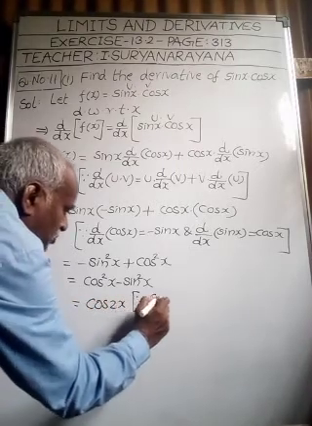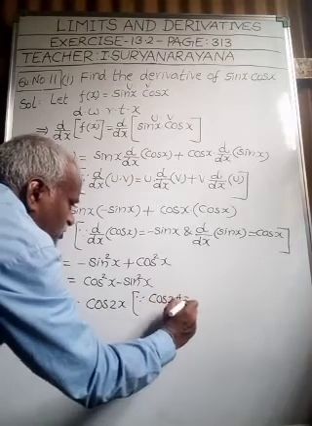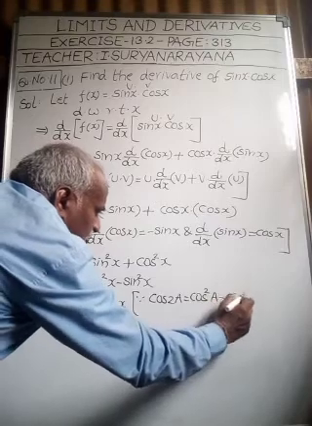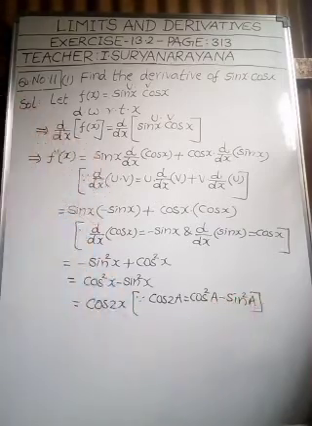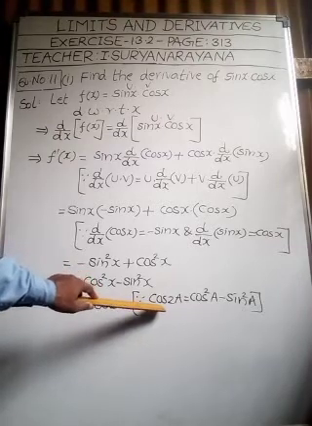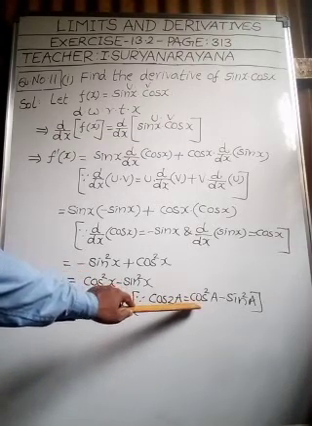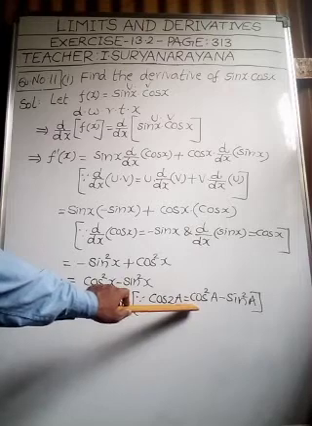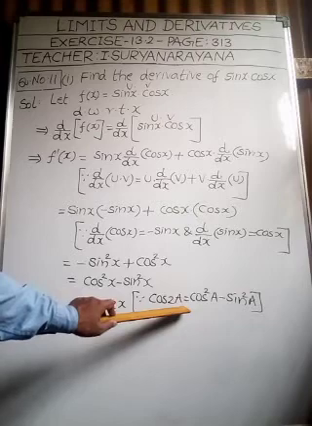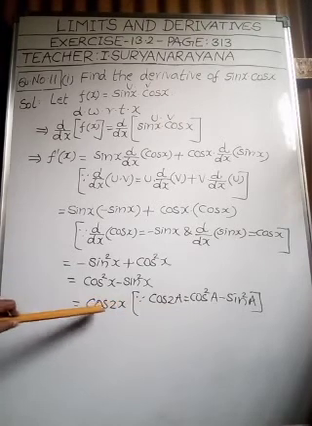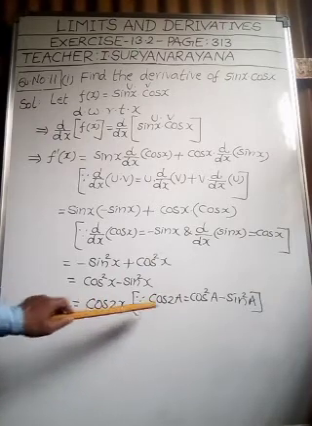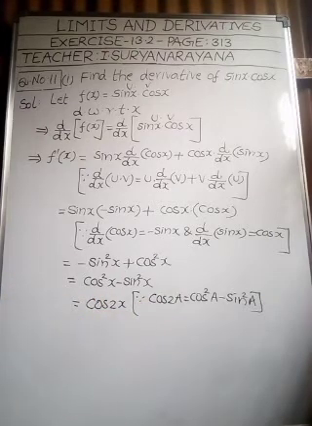Because cos 2a is equal to cos square a minus sin square a. This is called the multiple angle formula. You have learnt this multiple angle formula in the trigonometric functions chapter. Haven't you, my dear children? So by using this multiple angle formula, we wrote this step where a is equal to x. Understood this step, my dear children? Right.